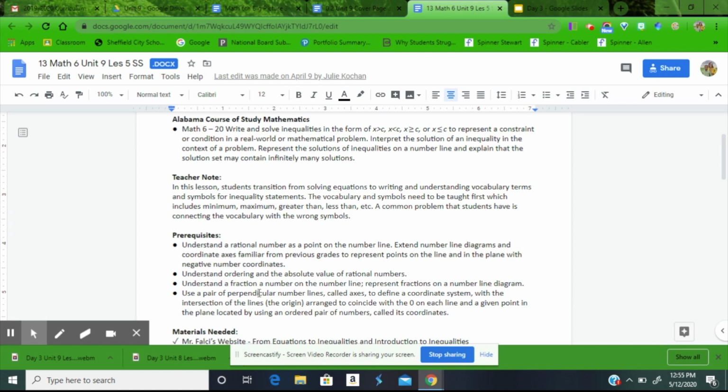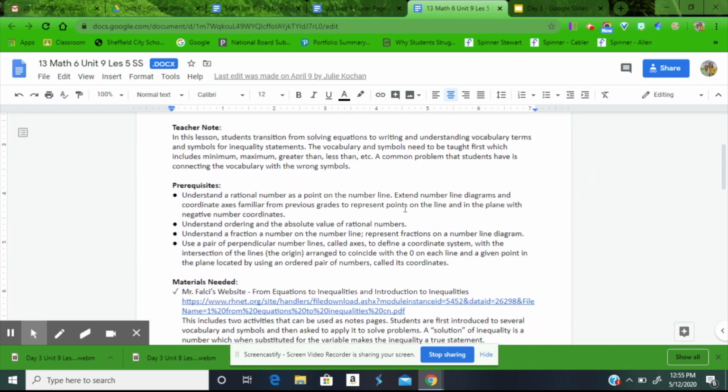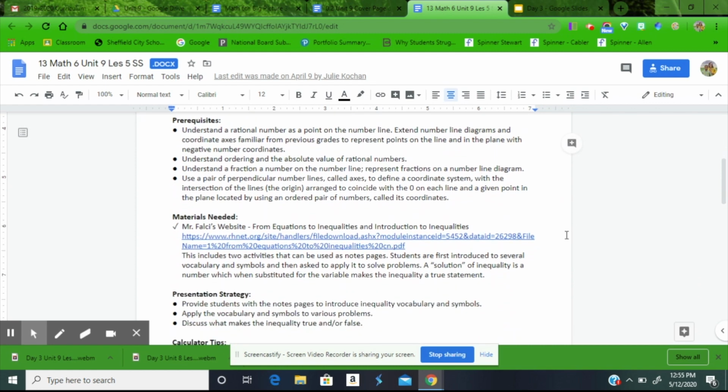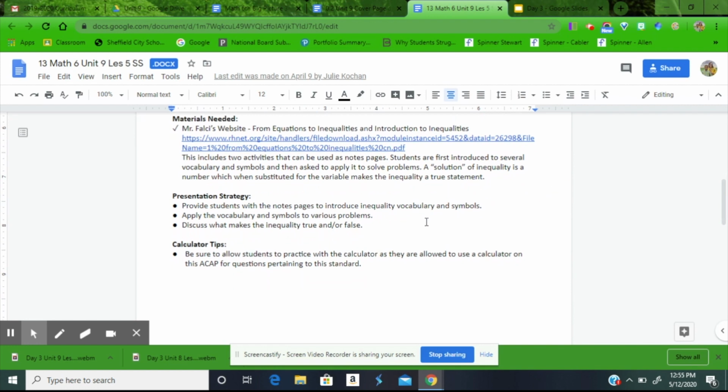So here you'll see the prerequisites. Again, if they are struggling with any of this, make sure you're pulling that in their bell ringers or in their exit slips. Then we have our materials needed and our presentation strategy. We're going to work through this in training today. You're going to have a notes page, and that's going to be introducing you and the students to the inequality vocabulary and the symbols.